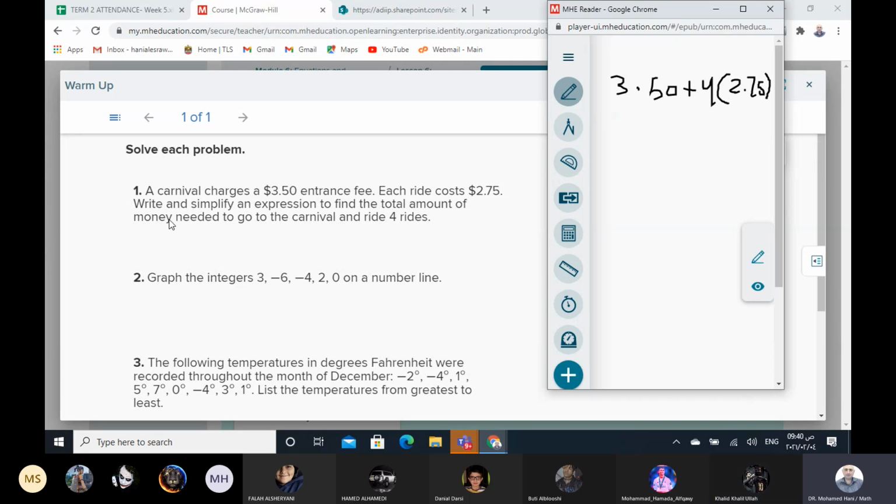Now this is right. Then simplify the expression to find the total amount of money needed to go to the carnival and ride 4 rides. Okay, now we want to solve for the value. The order here is multiplication first. So we can write 3.50 plus, now we have 4 times 2.75, 4 times 5.